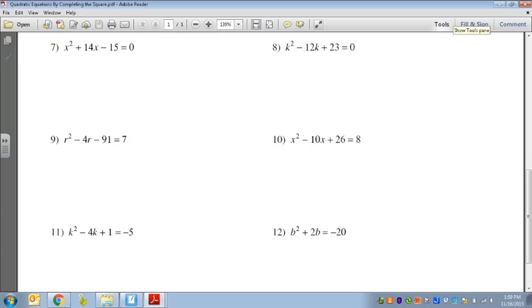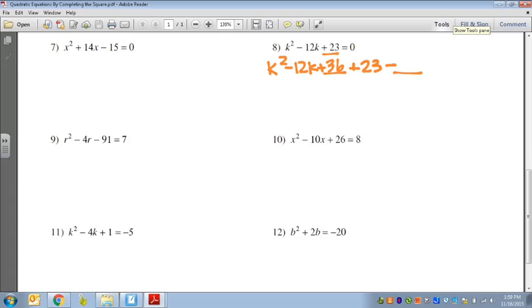So for number 8, again, we need to do half of 12, which is 6. 6 squared is 36, and 23 is definitely not 36. So what we're going to do is create my blank space. And what goes in my blank space? 36, the number we want, because half of 12 is 6. 6 squared is 36. Okay? And then we still have the plus 23.